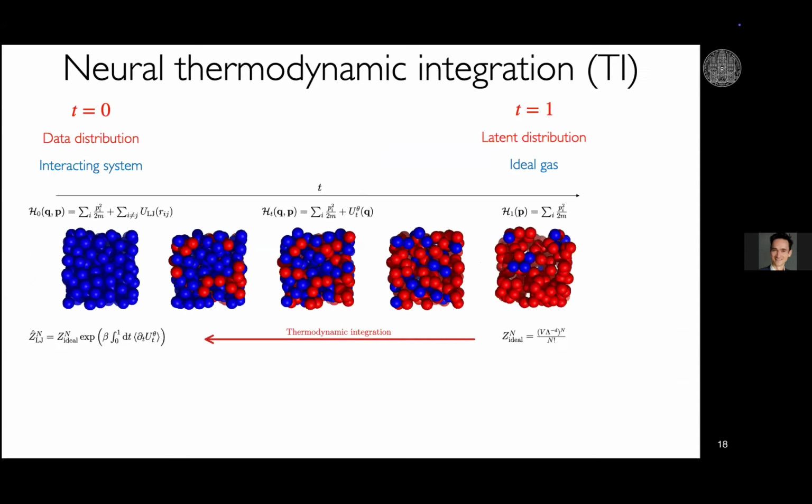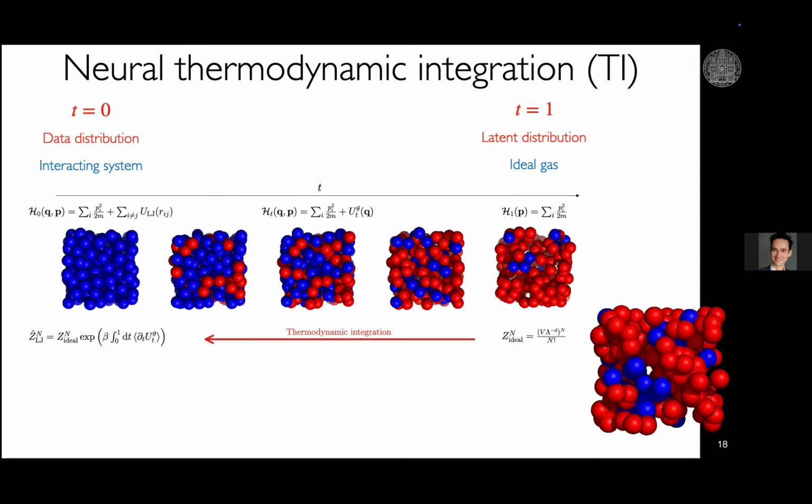Okay, so this is how it looks. On the left here, I have the interacting system, and on the right, I have the ideal gas, so the latent space. These particles have different colors: in blue, they are separated enough that they satisfy this repulsion, this Pauli exclusion principle, whereas in red, there would be significant overlap. So there would be so-called steric clashes.